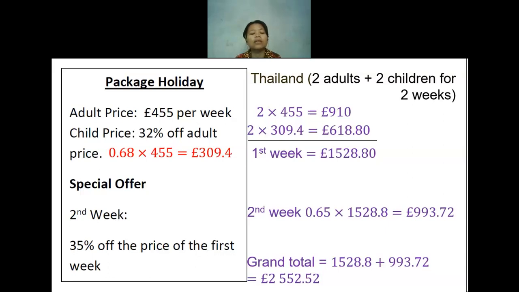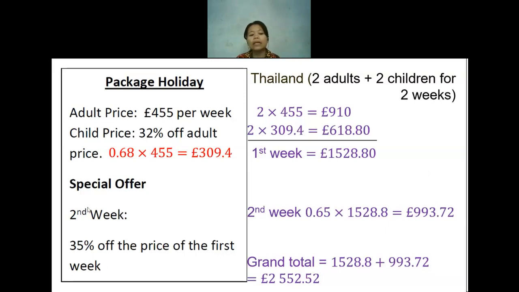So I will get 309.4 pounds. Because there are two children, I need to multiply it by 2, so it will be 618.8 pounds for the first week. For the first week, I just need to add the adult price and the child price. I just need to add them all.